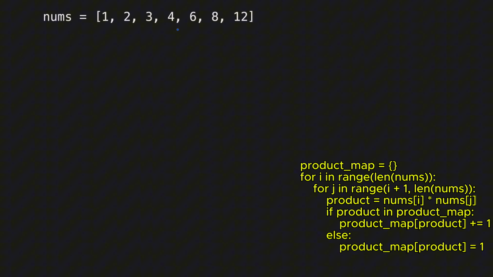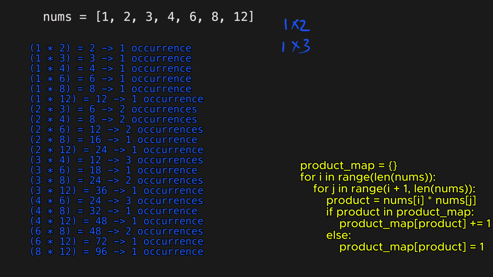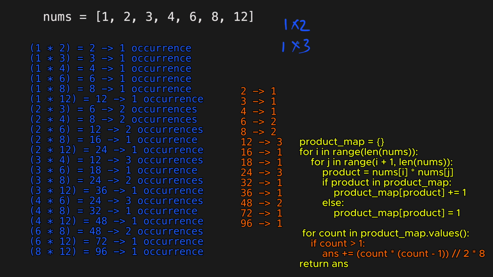For example, for this input array, the products of pairs will be 1 into 2, 1 into 3, 1 into 4 and so on. And now we can store the frequencies of these products in the map. For example, products 2, 3 and 4 occur only once. Products 6, 8 and 48 occur twice. Products 12 and 24 occur thrice and so on. And now whenever the frequency of the product is more than 1, we can form tuples.